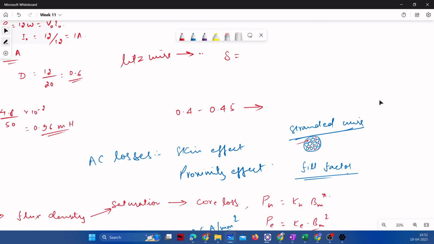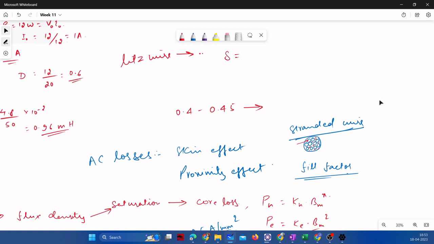Sir, actually we are going for this stranded wire. In each strand, the skin effect will be there, but across the cross section the current is equally distributed more or less. Is that the reason, sir?